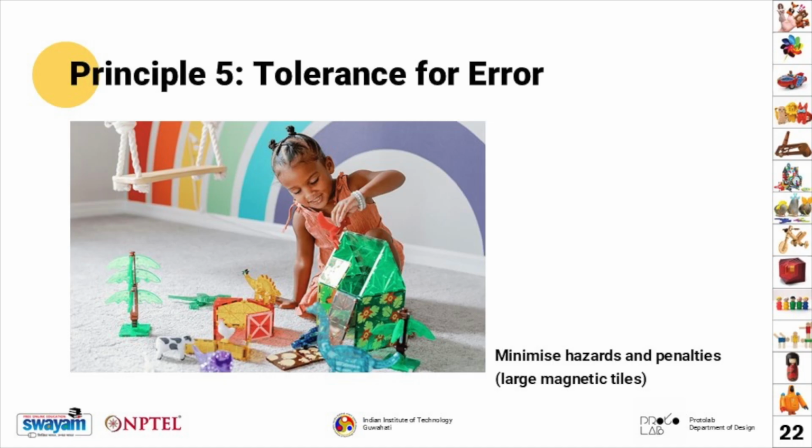Additionally, children learn through experimentation. But if mistakes immediately stop the activity, exploration decreases. A toy that resets progress after every mistake teaches caution instead of curiosity. Tolerance for error allows safe failure. The child can try again without losing engagement. This builds confidence. Importantly, tolerance does not remove challenge. It removes punishment. The child feels encouraged rather than judged.